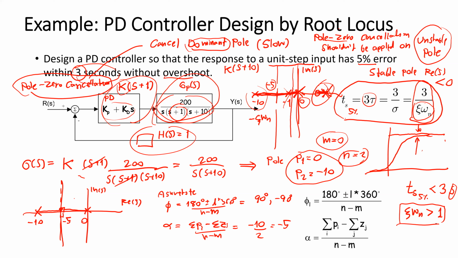When we come back to this root locus, sigma omega n more than 1 is just somewhere around here. Minus 1. It's still on the real axis. So the requirement of no overshoot is not a big deal because we still have damping ratio equal to 1 on the real axis.